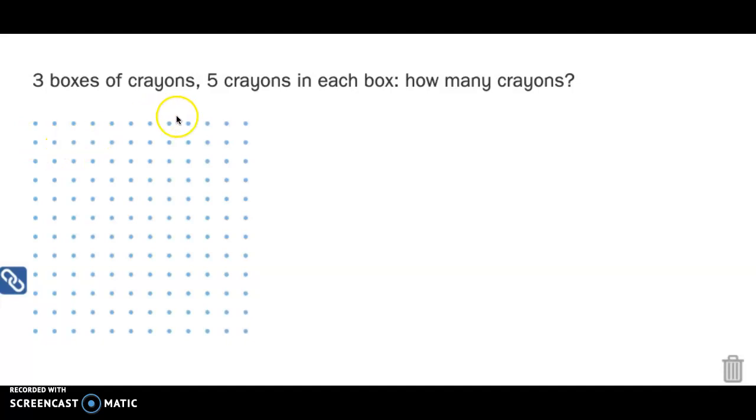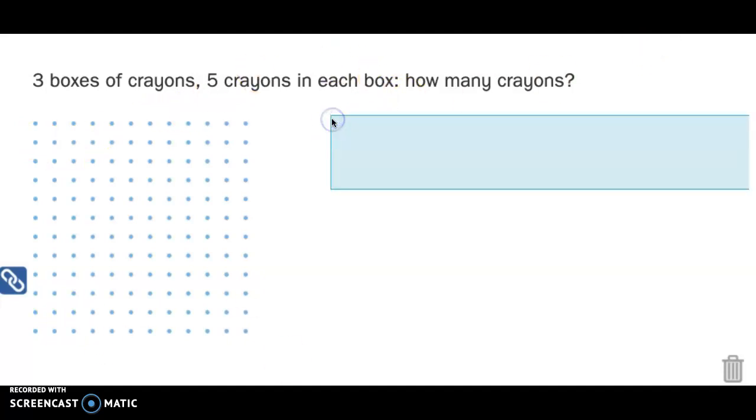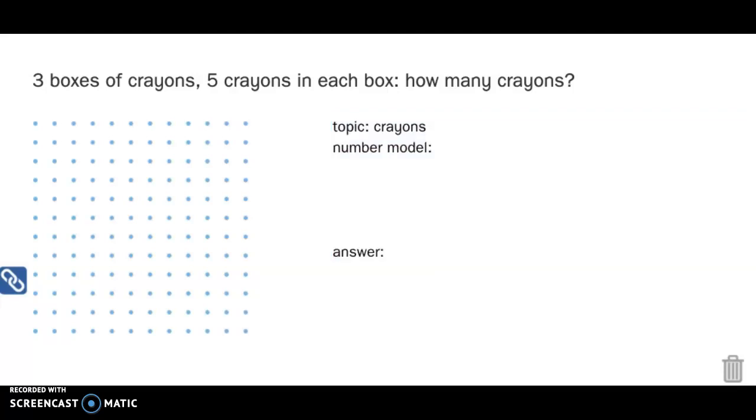Okay, so our topic. Well, let's see. We have 3 boxes of crayons, 5 crayons in each box. How many crayons? So our topic is crayons, okay? And then you have number model. And at the bottom you have an answer. Okay, so what we need to know is 3 boxes of crayons, 5 crayons in each box. How many crayons do you have? You must use your array to write this number model.